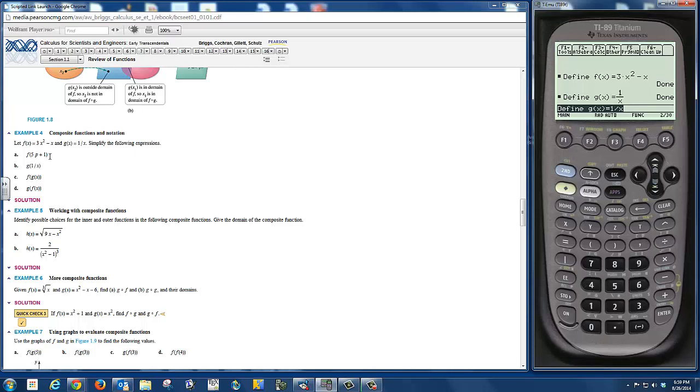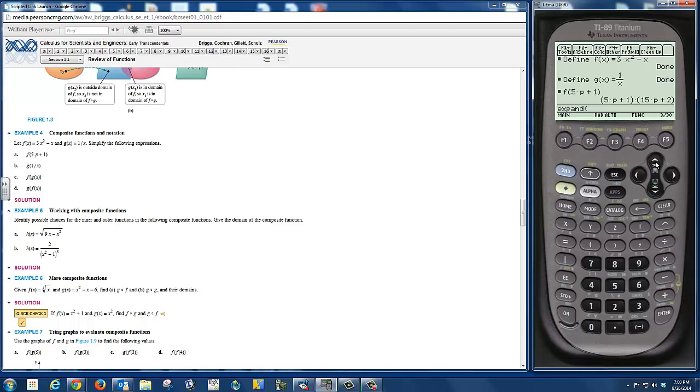So simplify the following expressions. F evaluated at 5p plus 1. F evaluated at 5 times p, remember, p is above store, plus 1. So notice that it is factored there. If you would like to expand that, remember that's under the algebra menu, F2, expand.